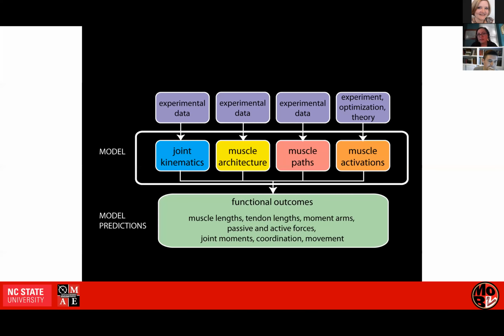And then finally, muscle activations, which tell us which muscles are on and when and how much, which we can estimate from experiment, which I'll talk about in a minute, but also more often is estimated using theories of motor control or optimization methods. I have 4 purple boxes, and really I should have 60 or 100 because these data come from so many different individual data sets that are combined into a single model. That allow us to make predictions of functional outcomes at the muscle level, at the joint level, and at the whole body function level.